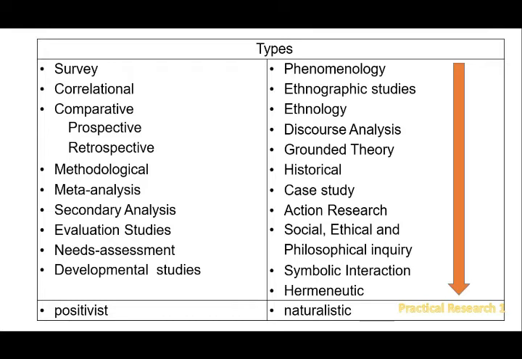It can either be in the form of survey or correlational, meaning you relate one variable to another. Like, for example, if this variable is high, what will happen to the other variable? Comparative can either be prospective, wherein we discuss the differences between the present and the future, or retrospective, where we discuss the variables in the past and the present. As you can see, these are the other types of quantitative research. Take a look at them.